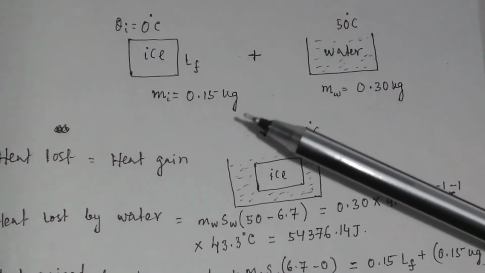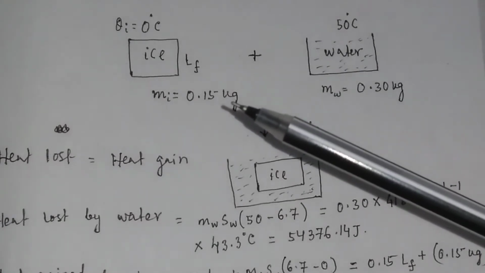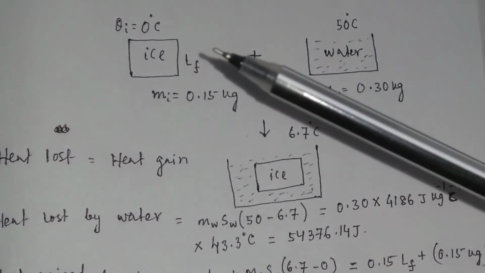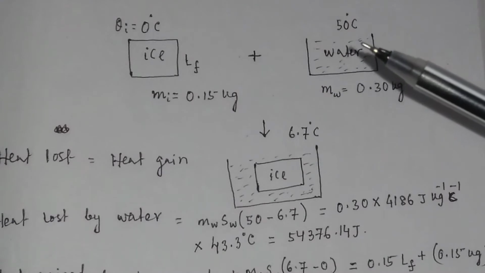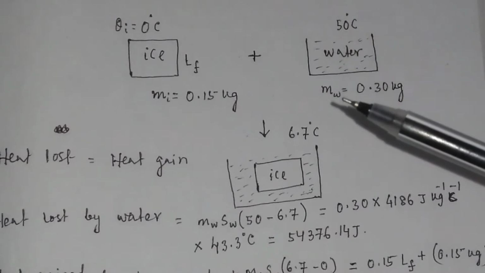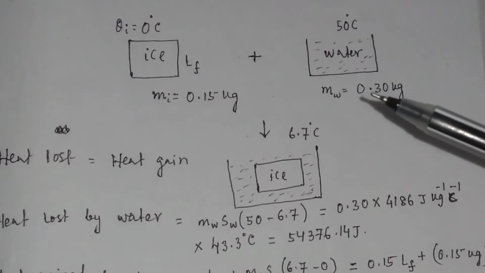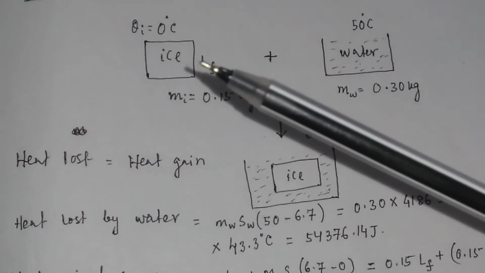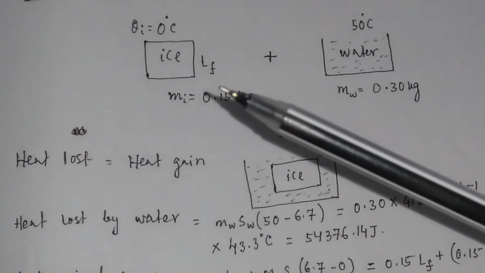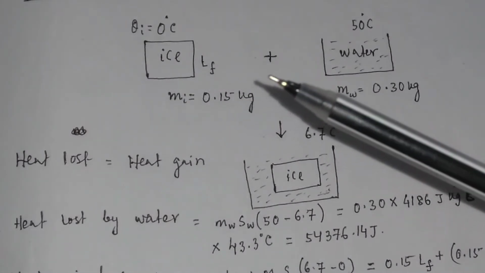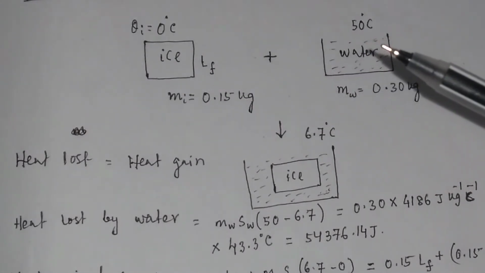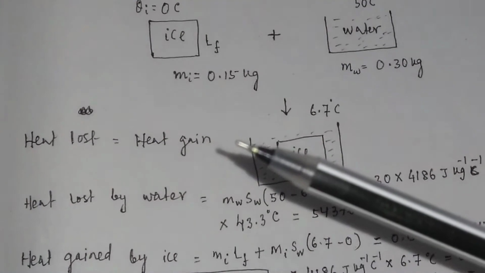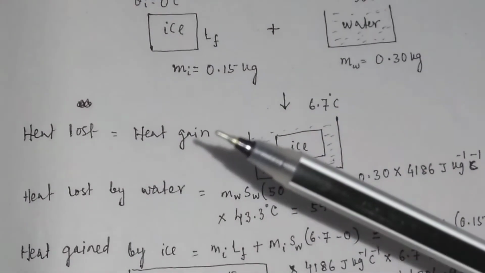So in the question, the mass of the ice is given as 0.15 kg, and we know ice is at 0 degree centigrade, and the ice is mixed with water which is at 50 degree centigrade, and the mass of water is given as 0.30 kg. So first the ice will melt from 0 degree centigrade to water at 0 degree centigrade. Then the water at 0 degree centigrade will mix with the water at 50 degree centigrade. So heat will be lost by water and heat will be gained by the ice or ice water.